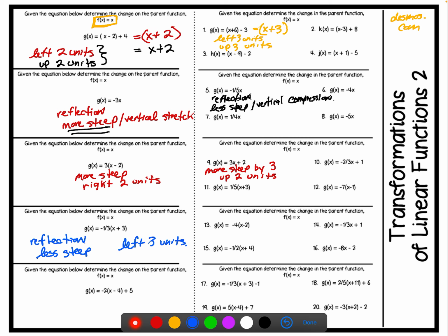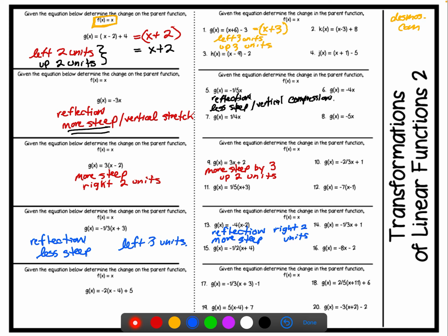All right, so when we come over here to 13, 14, 15, and 16, let's look. Particularly, we're going to look at number 13. Remember, the negative represents reflection, so we just write that here. The 4 says we're going to have a graph that is more steep. And the 2 says we're going to translate right 2 units. And you complete 14, 15, 16.